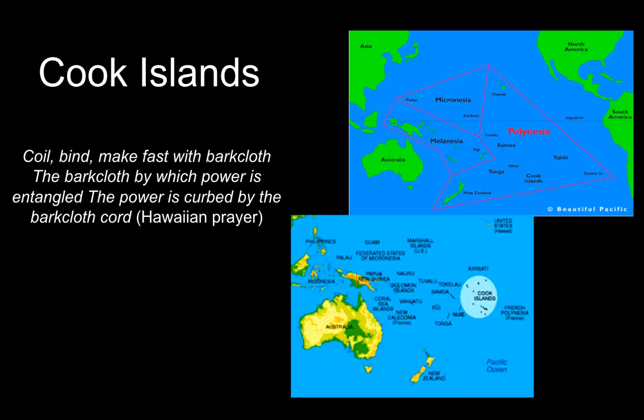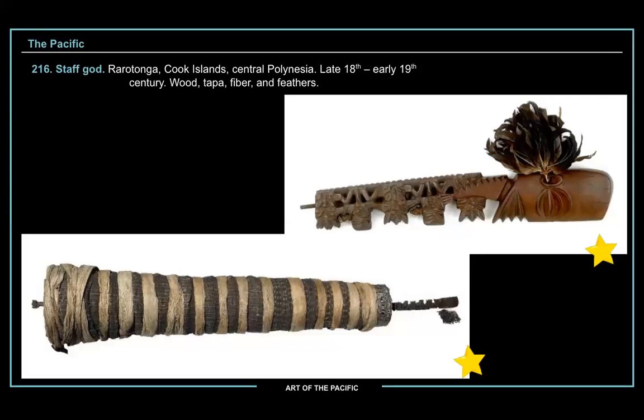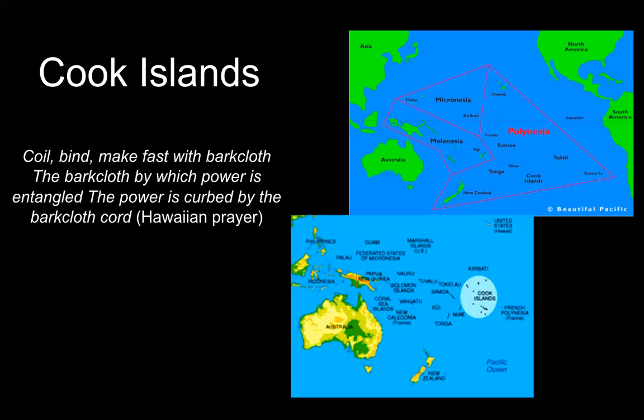Okay, so this comes from the Cook Islands, and there is a Hawaiian prayer. Notice it's not from the Cook Islands, but a Hawaiian prayer, and it says, "Coil, bind, make fast with bark cloth, the bark cloth by which power is entangled. The power is curbed by the bark cloth cord." So it's going to have something to do with that tapa, right? That tapa here is the bark cloth. The Cook Islands, if you notice, right, here's Hawaii, and so it's south of Hawaii.